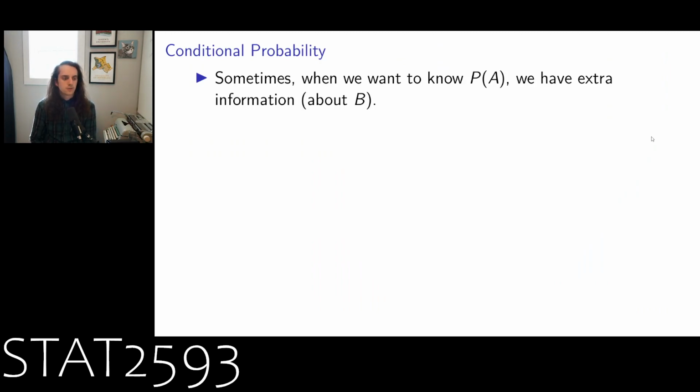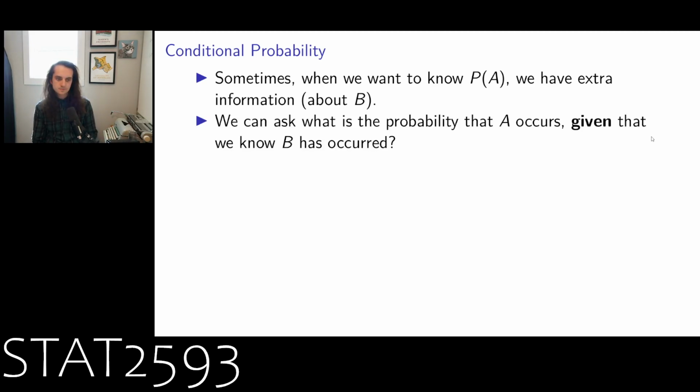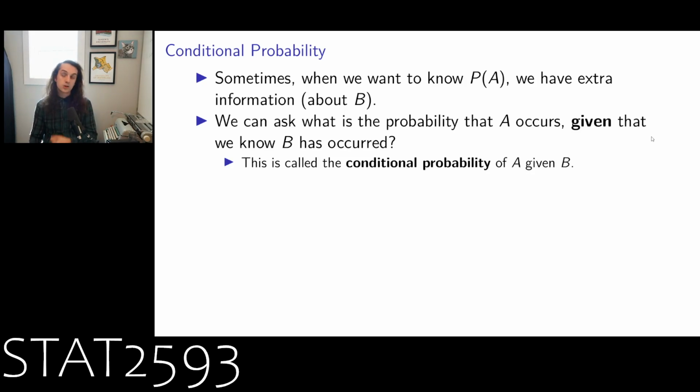Somewhat more formally, we might want to know the probability of A when we have extra information about B. A might be the event that it rains. B is the event that there's a cloud outside. So we can ask the question, what is the probability that A occurs given that we already know that B has occurred? What's the probability of A conditional on B occurring? We call this the conditional probability of A given B.